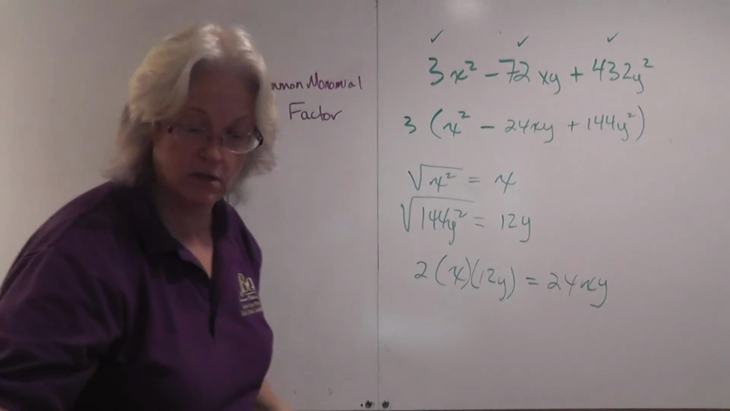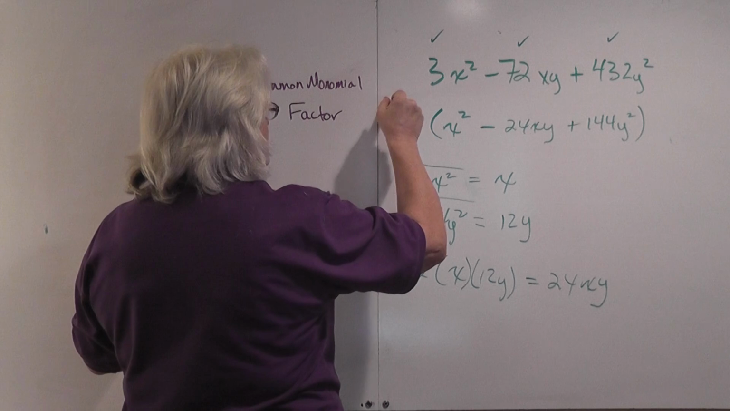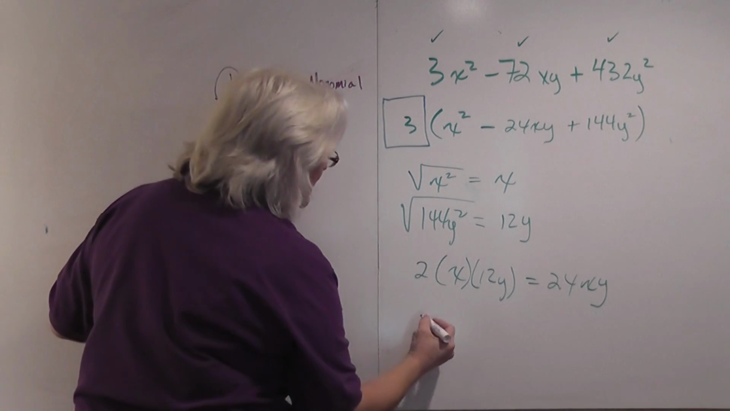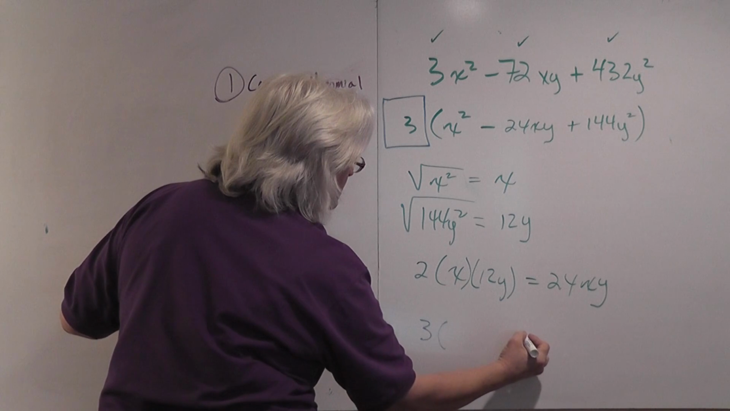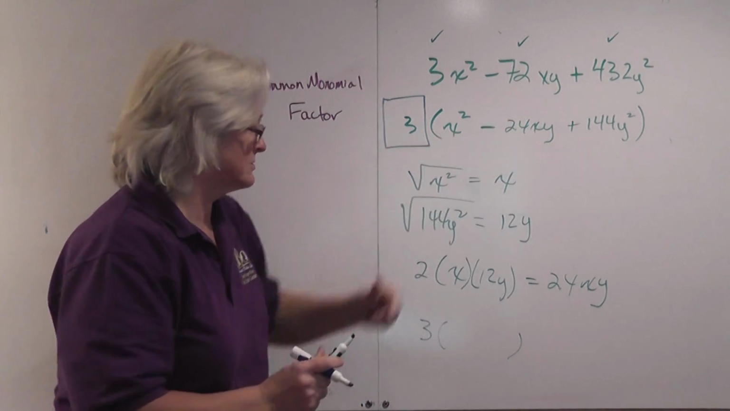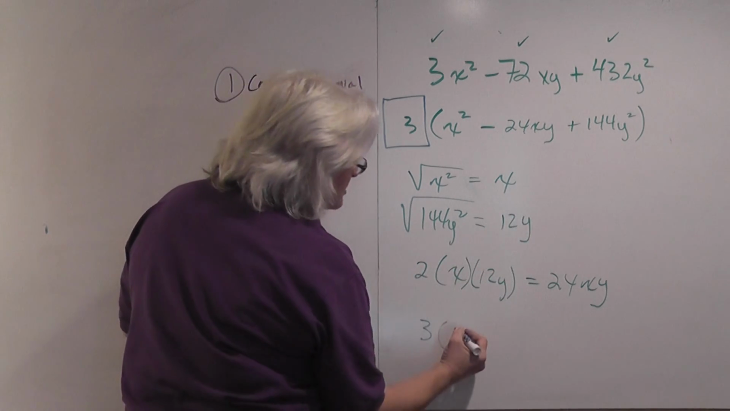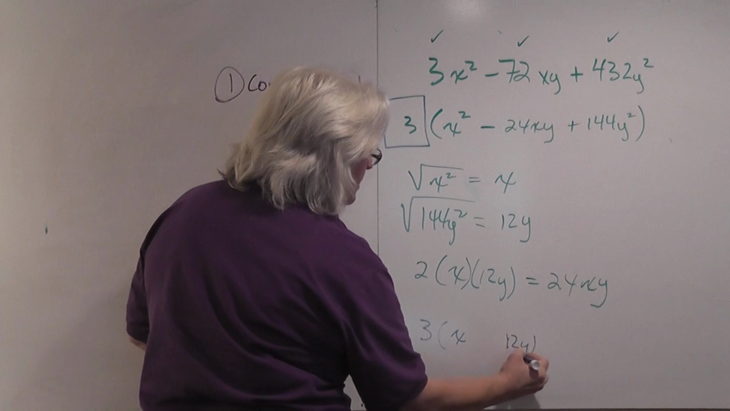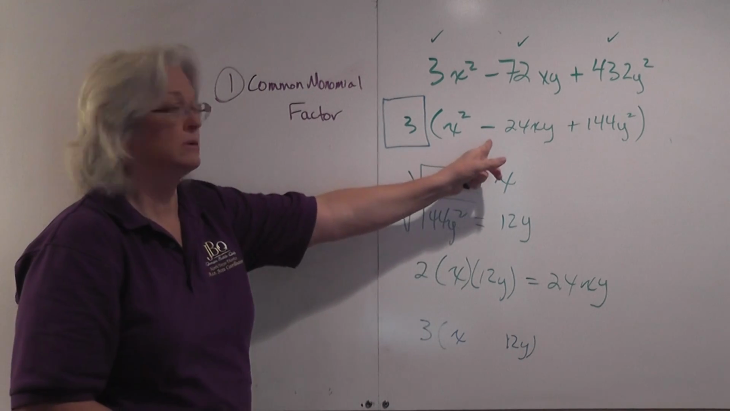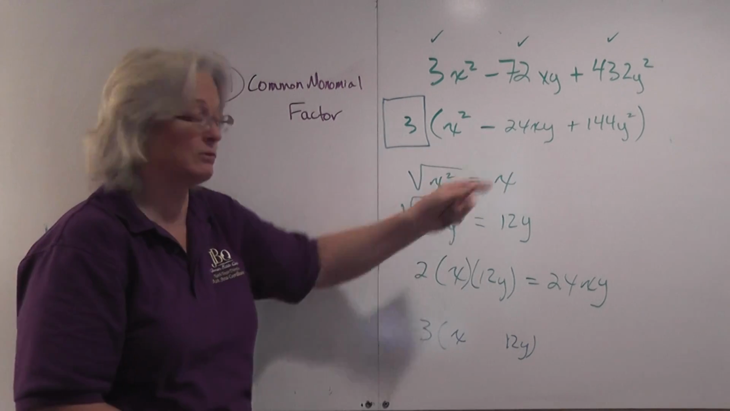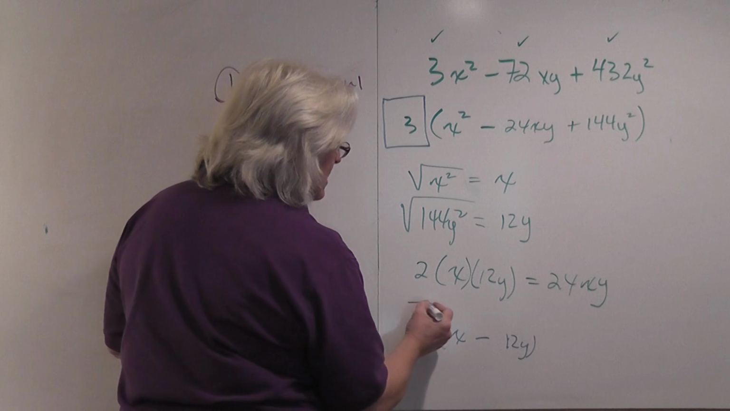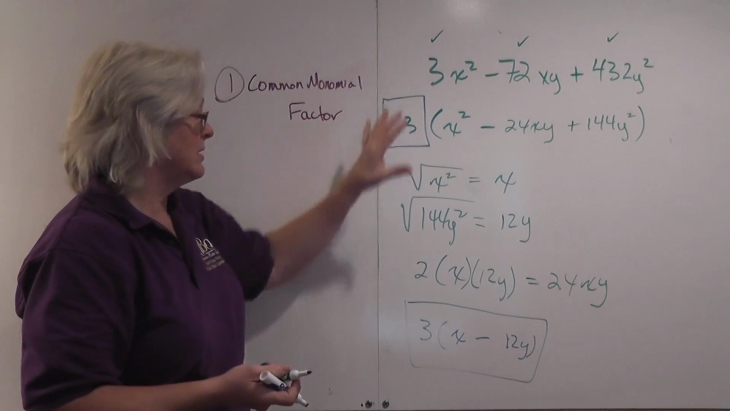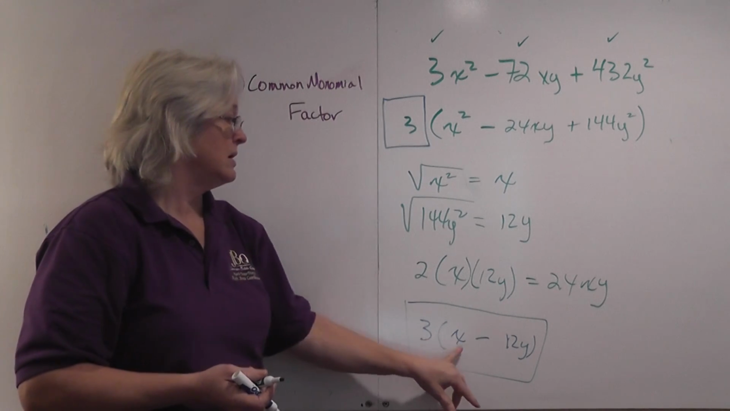However, I want you to notice, do not fail to pick up on this. You have an extra factor that's out here. So when you're writing this final factored form, you're going to have 3 times the factorization of this. This is a perfect square trinomial. We have the square root of the first term. We have the square root of this last term, 12y. And we're going to use the same sign in this binomial that you have in your original problem. So the factorization of this large trinomial here is 3 times the quantity x minus 12y.